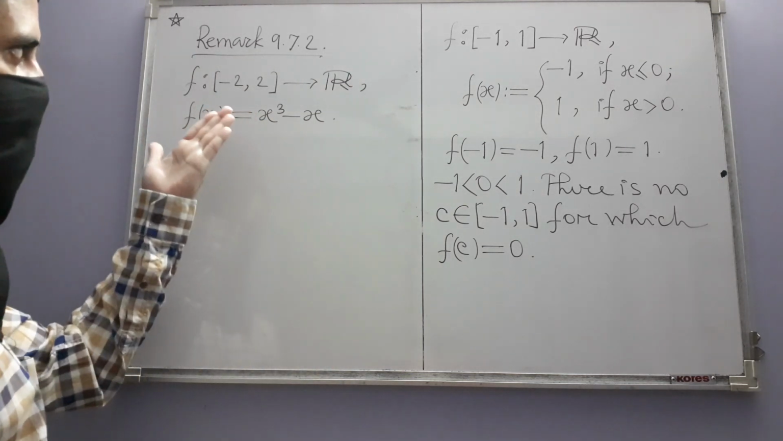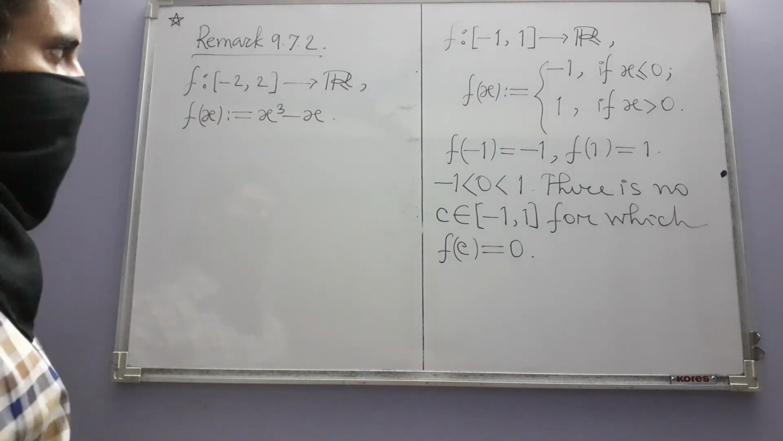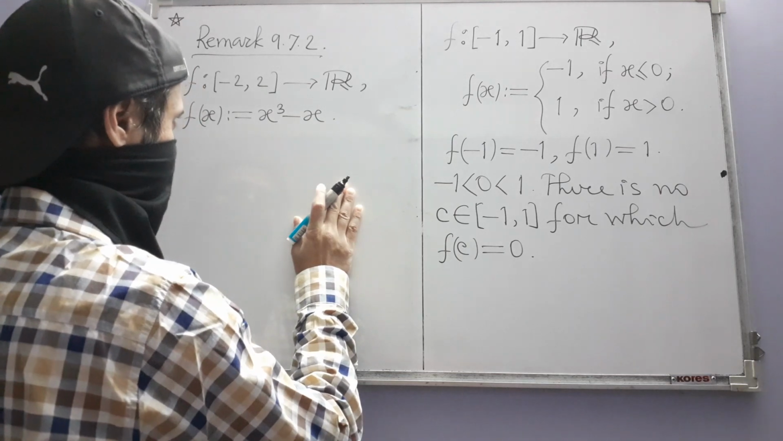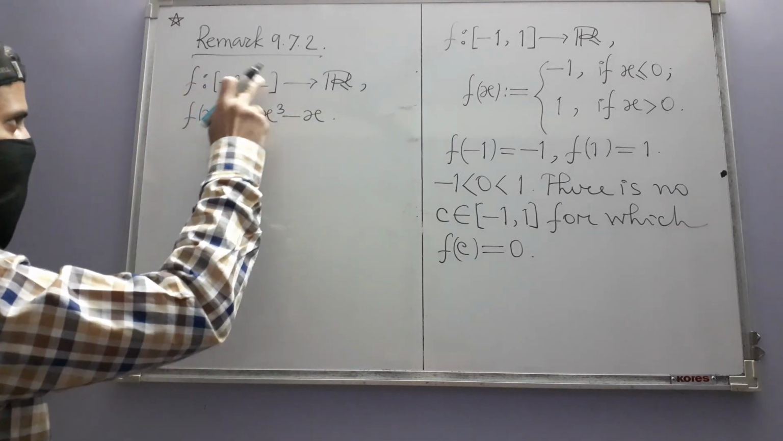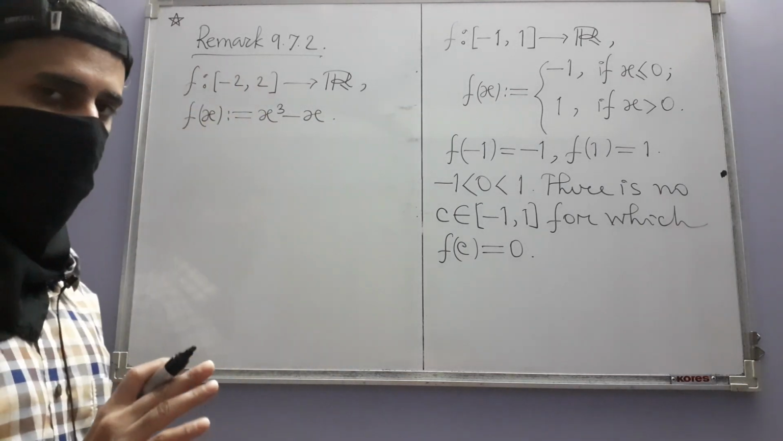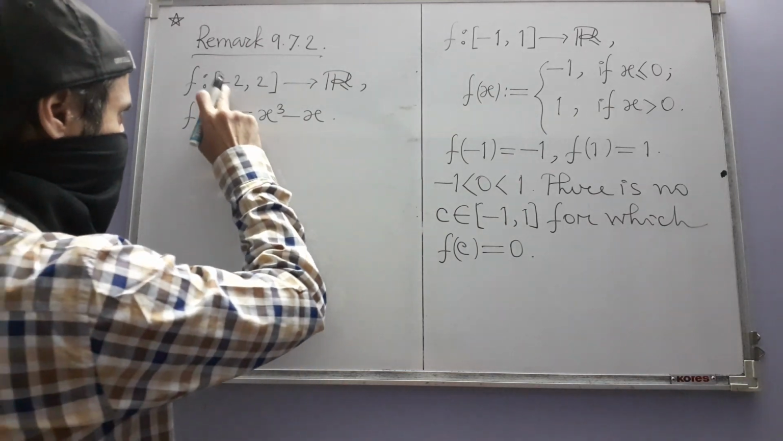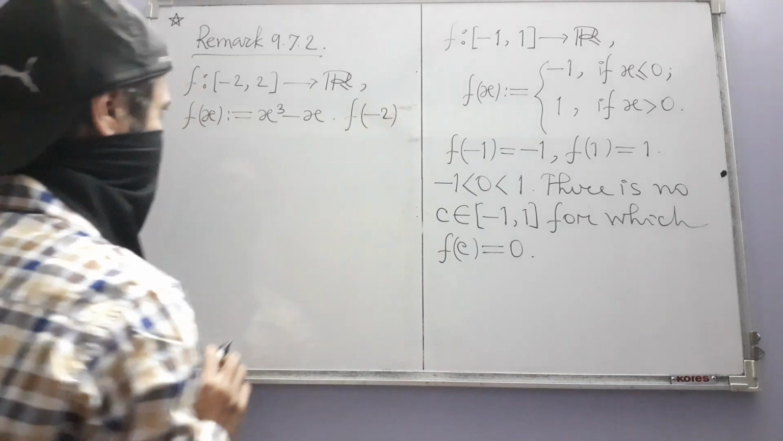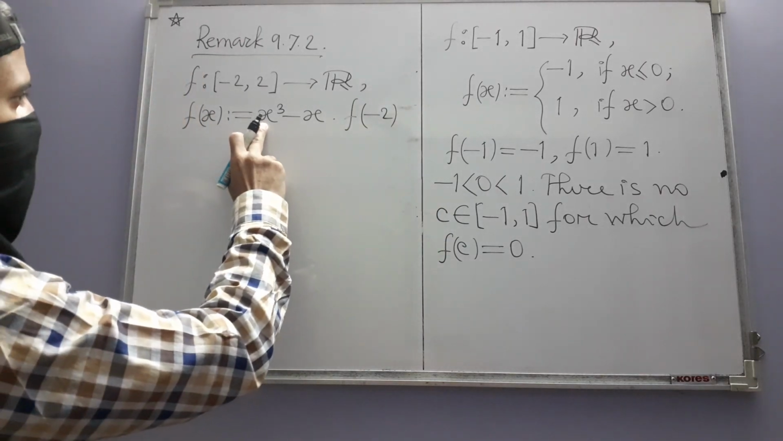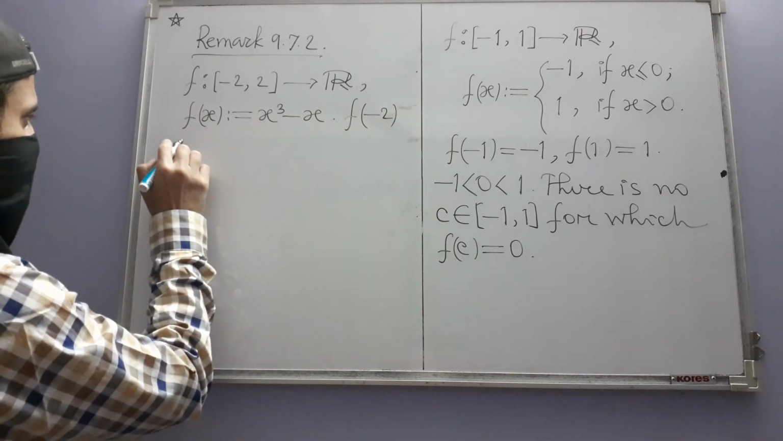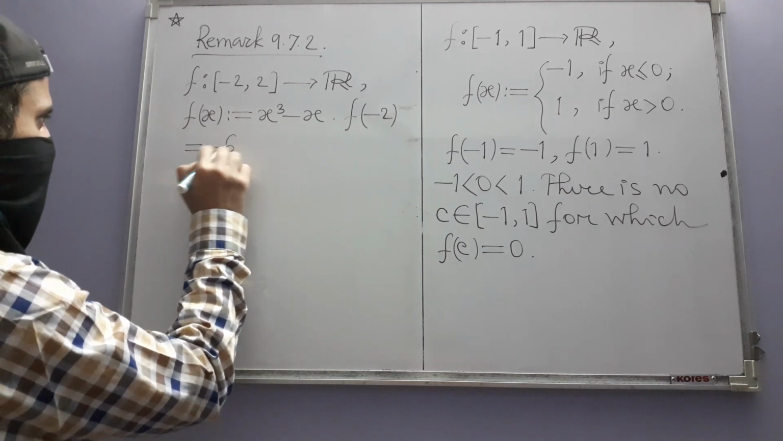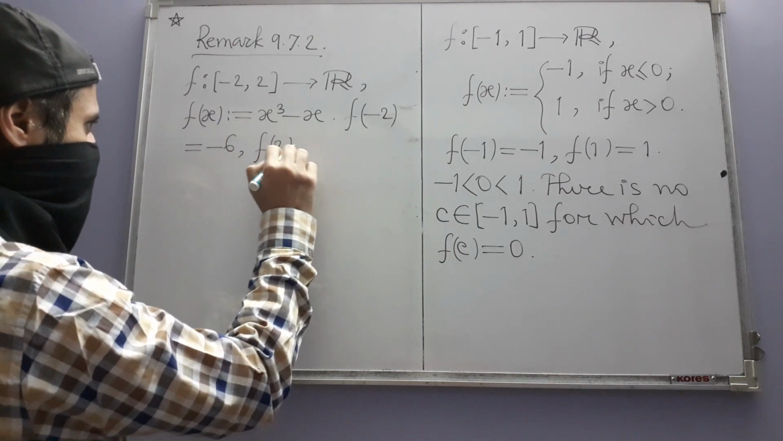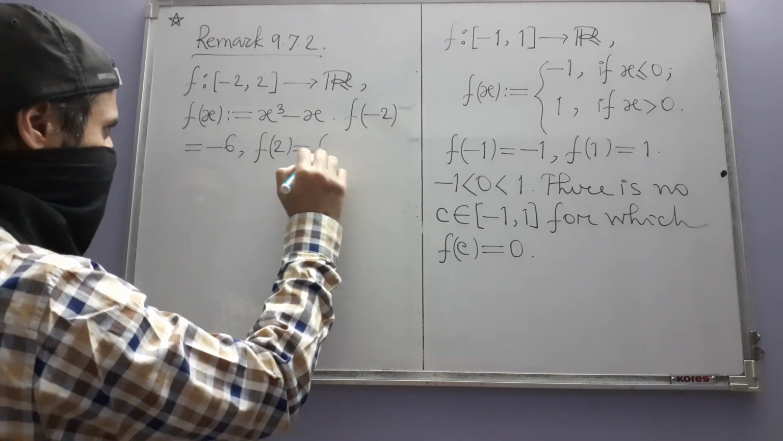So by our intermediate value theorem, any value lying in between f of -2 and f of 2 will be attained by f at some point. So let's see what the f values are at the boundary points. f of -2 is -8 plus 2, that means -6. Whereas f of 2 is 8 minus 2, that is 6.